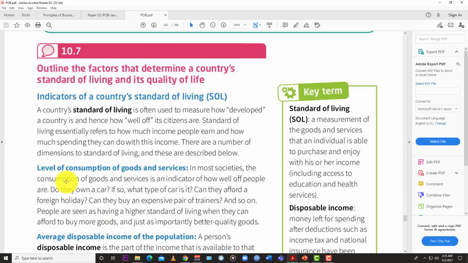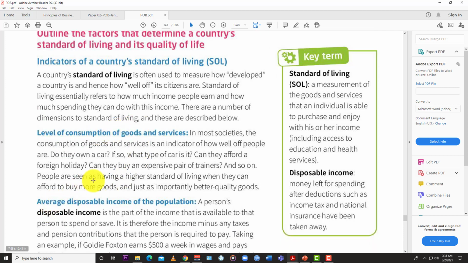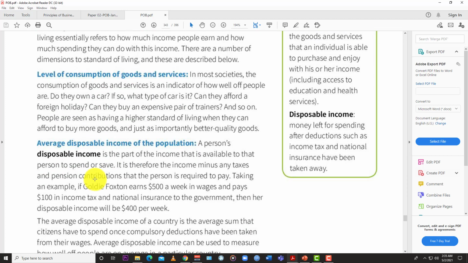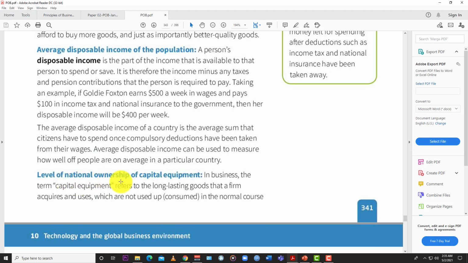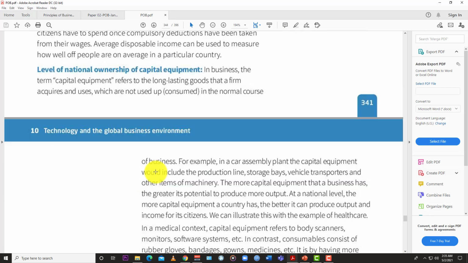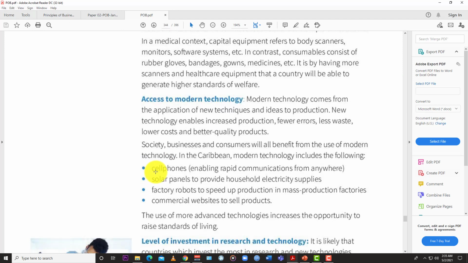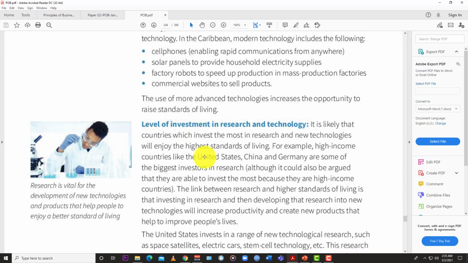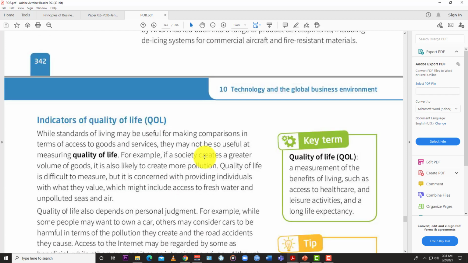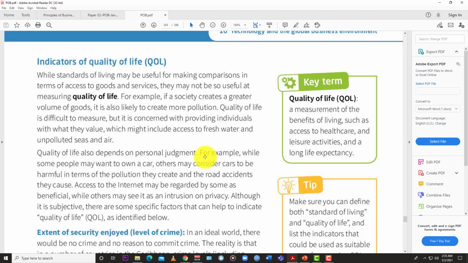So again, the level of consumption of goods and services, the average disposable income of the population, or the GDP per capita, or the national income, GNI per capita, the level of national ownership of equipment, and then the access to modern technology. Then there's also the level of investment in research and technology. And so they're only asking us to state, so therefore you just state and you get your 2 marks.